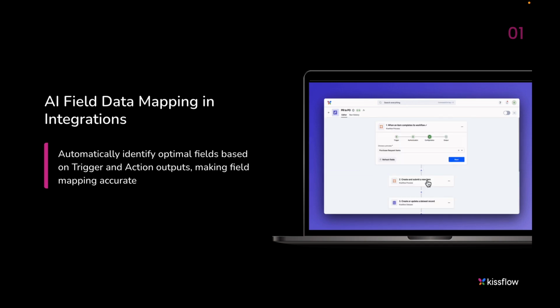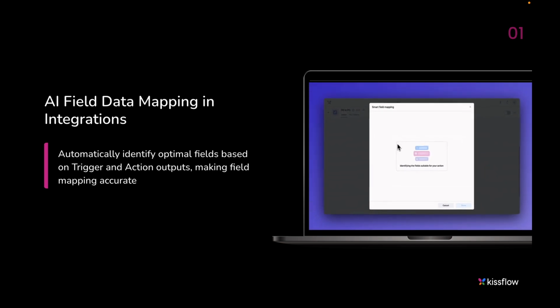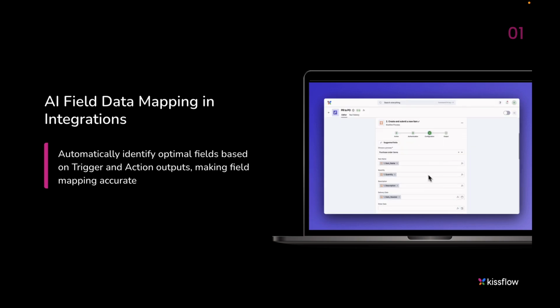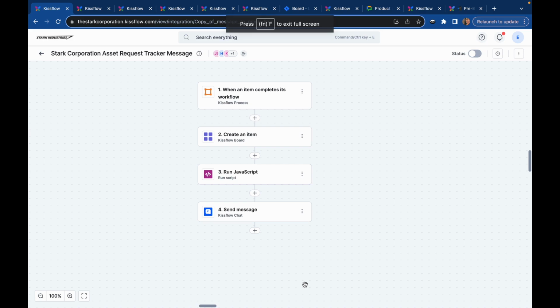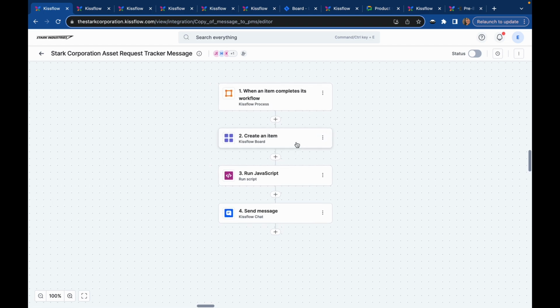You don't have to worry too much about mapping fields. It's an AI feature which finds the best fields based on triggers and action outputs, which makes your mapping a breeze. So I'm going to quickly show you how this works in integrations. Now, I already have an integration set up. So I'm going to show you where you can access this particular feature and how you can make it work.